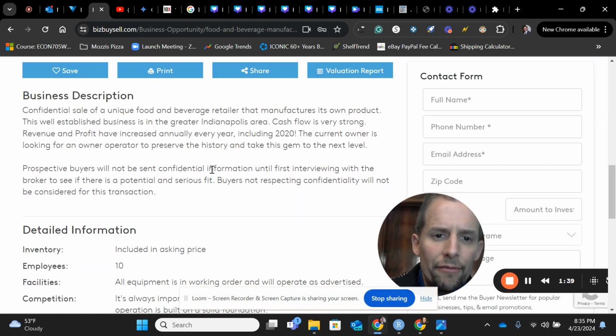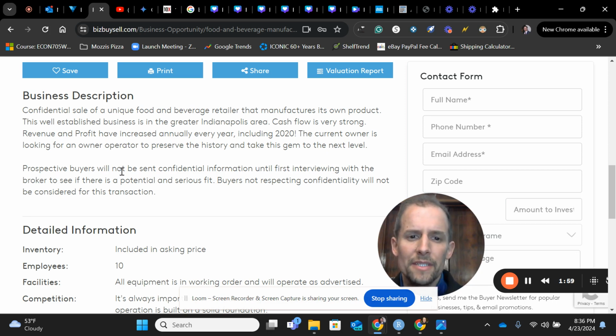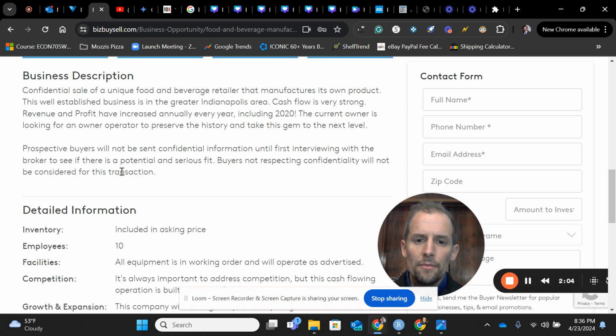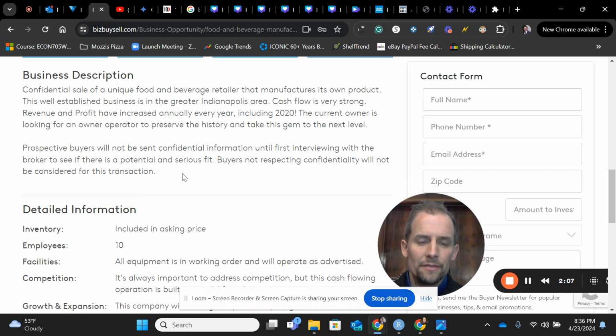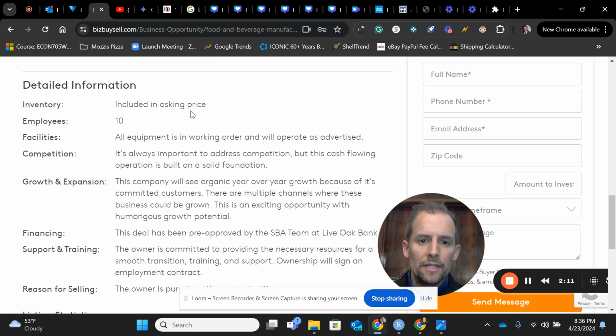Confidential sale of a unique food and beverage retailer that manufactures its own products. This well-established business is in the greater Indianapolis area. Cash flow is very strong. Revenue and profit have increased annually every year, including 2020. The current owner is looking for an owner-operator to preserve the history and take this to the next level. Prospective buyers will not be sent confidential information until first interviewing with the broker to see there's potential and serious fit. Buyers not respecting confidentiality will not be considered for this transaction. Inventory included in asking price, that's good. Employees, 10. All equipment is in working order and will operate as advertised.